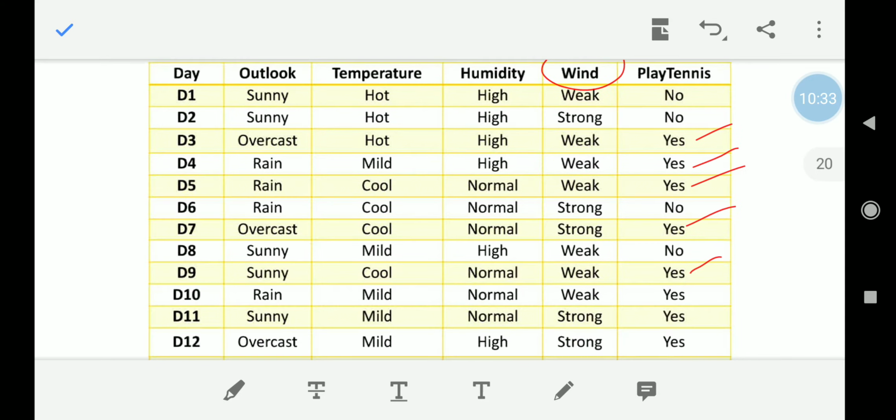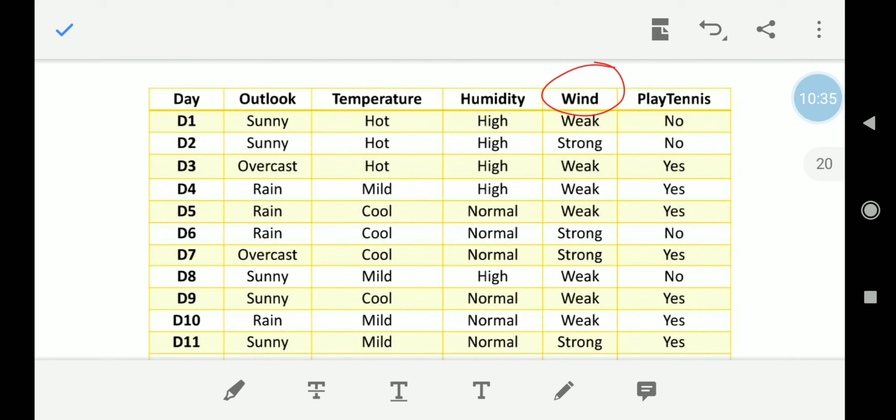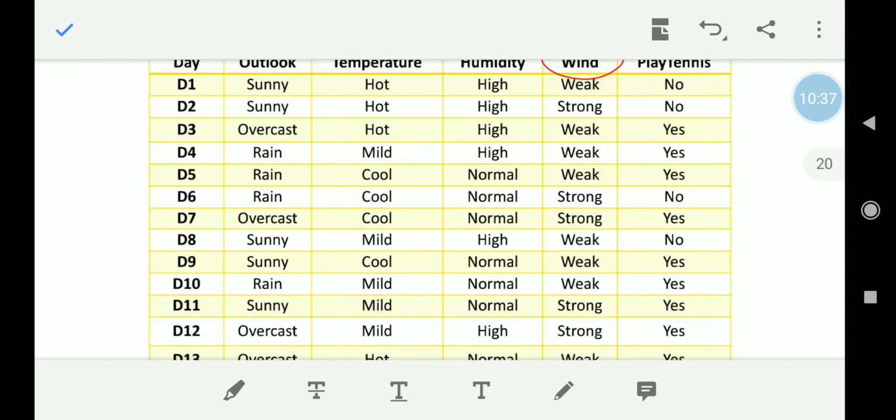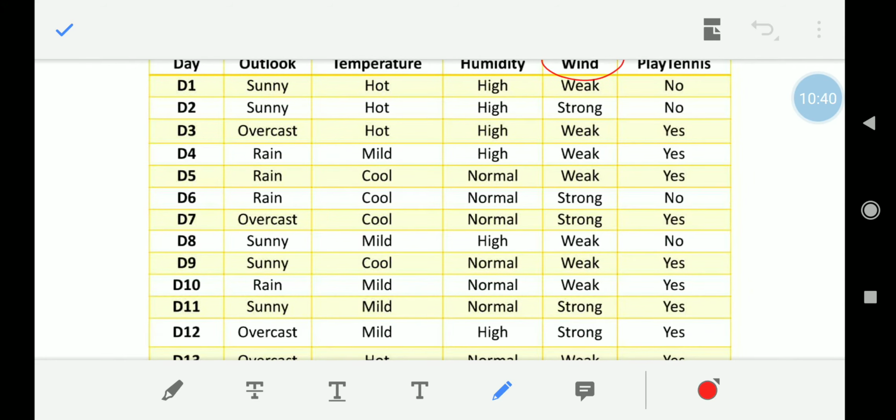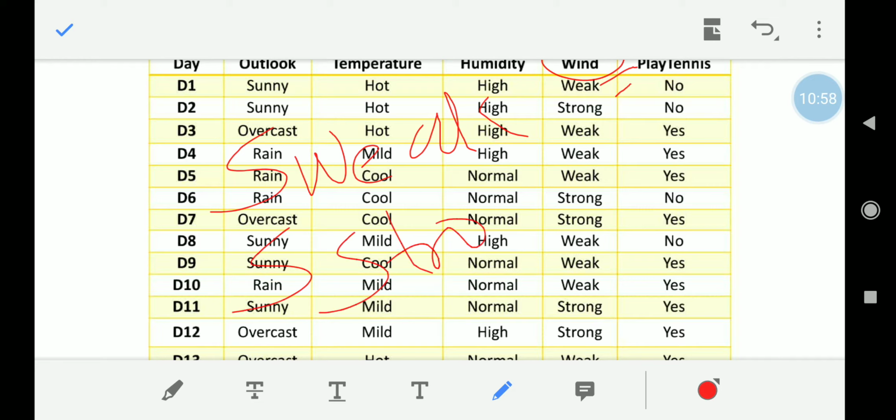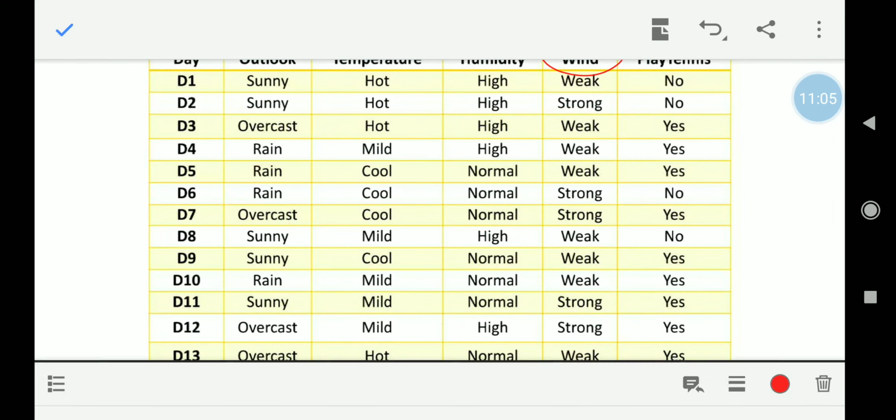If you take only wind, let us check how many S there are for wind. We have weak and strong in the wind. If we take the weak attribute value and the strong attribute value, what are the yes and the no? We will calculate it.